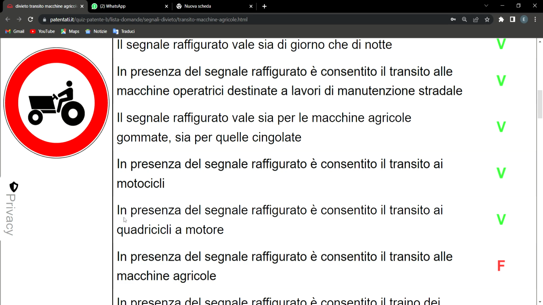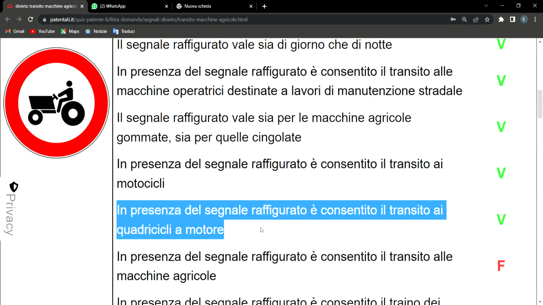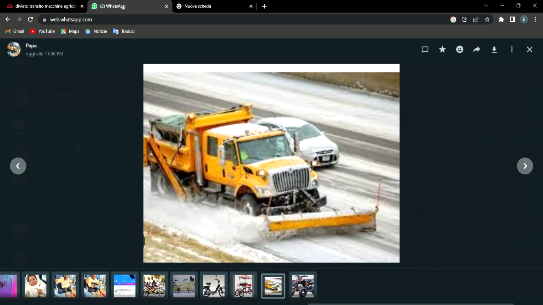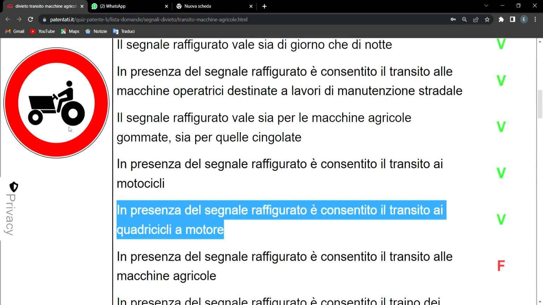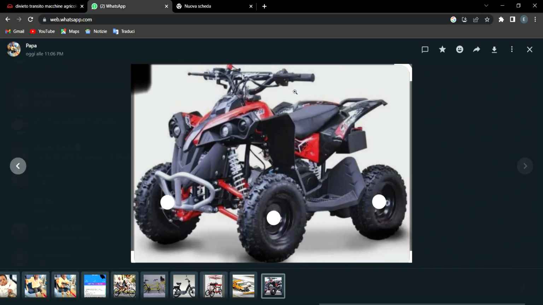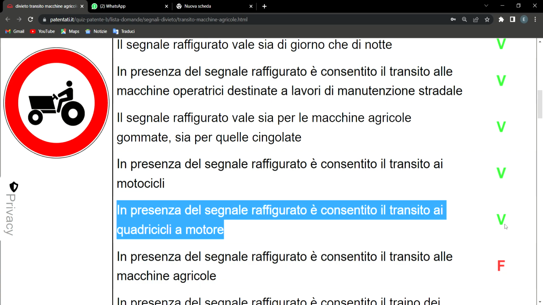And again, number seven, it says "In presenza del segnale raffigurato è consentito il transito ai quadricicli a motore." A quadricycle motor is not an agricultural vehicle. So this sign permits the transit of a quadricycle motor. You can see it, this is a quadricycle motor. On a road that has this very sign, it permits the transit of this very one. This one is known as a quadricycle motor. So take note of that. This is the reason why this one is vero.